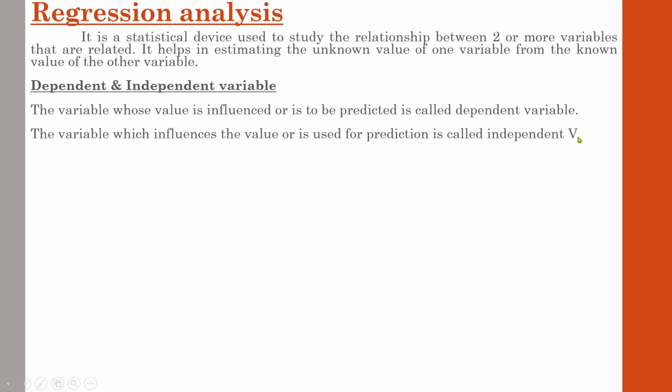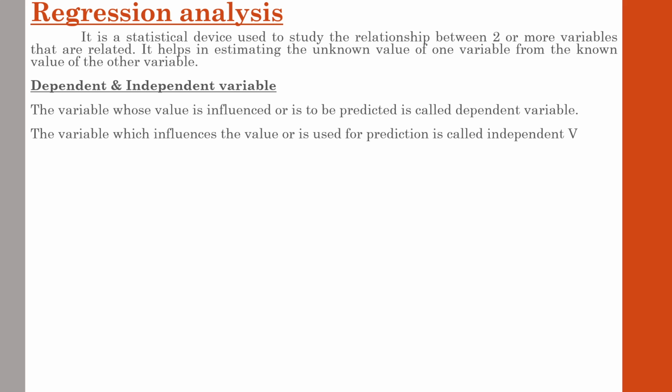The simple difference between dependent and independent variable is that usually the independent variable will be a known value and the dependent variable will be unknown. So, with the help of the known independent value, we are able to identify the dependent value, or the unknown value. One value will be known by us, the other will be unknown. So, we will be using regression analysis to identify the value which is not known by us. That is the concept of regression.